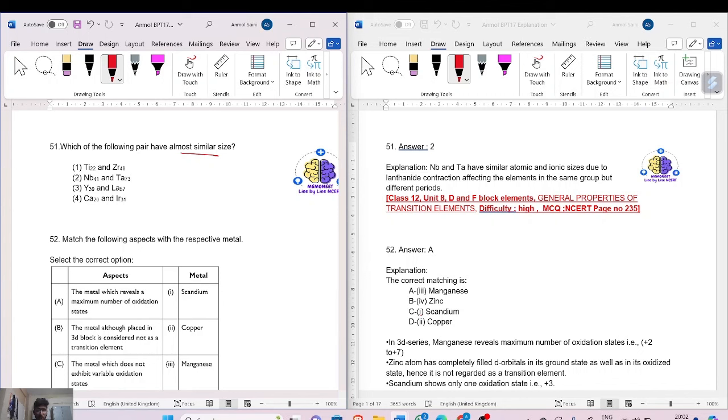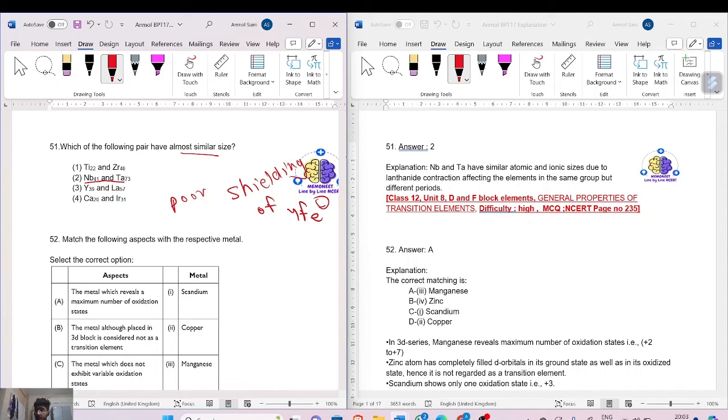For this type of question, we need to know the concept of lanthanoid contraction. What is lanthanoid contraction? It is a gradual decrease in atomic radii. This is due to the increase in atomic number and poor shielding of 4f electrons. So due to the lanthanoid contraction, niobium and tantalum have almost the same size.